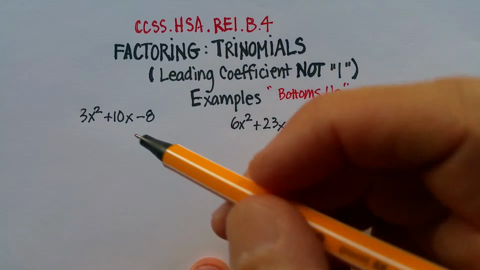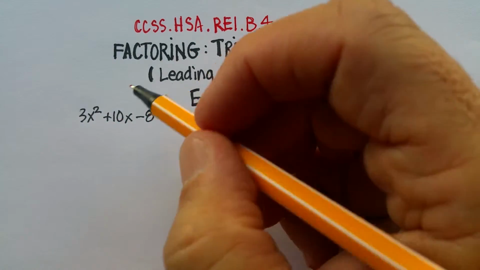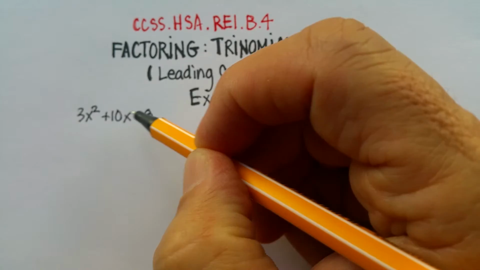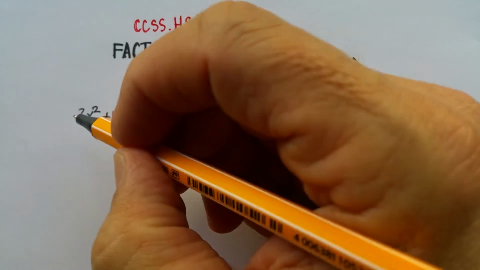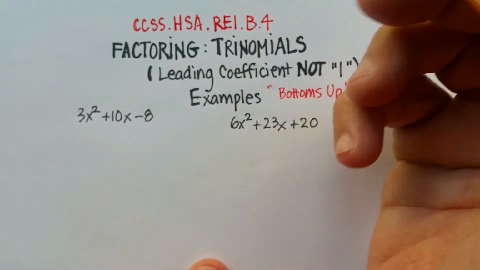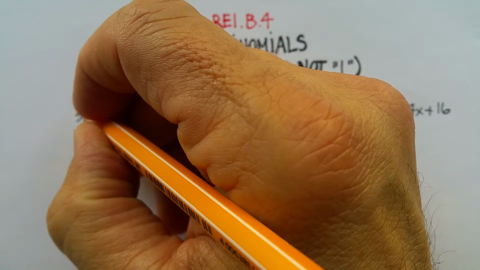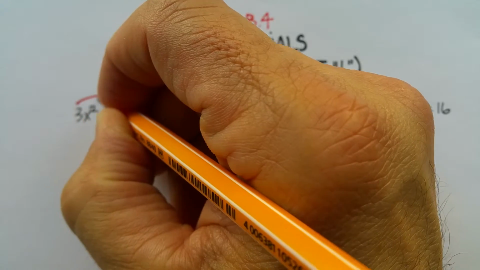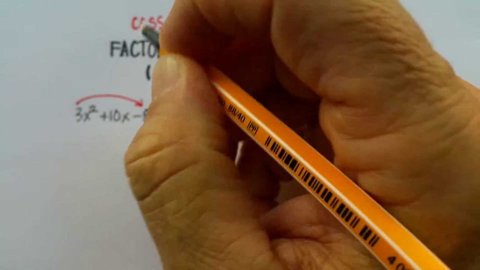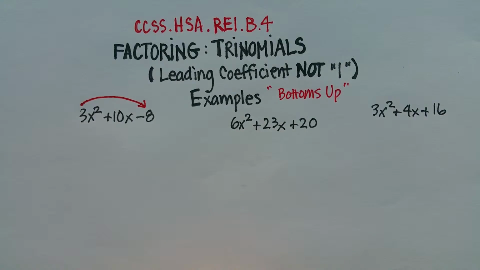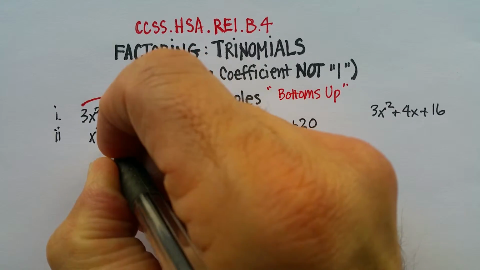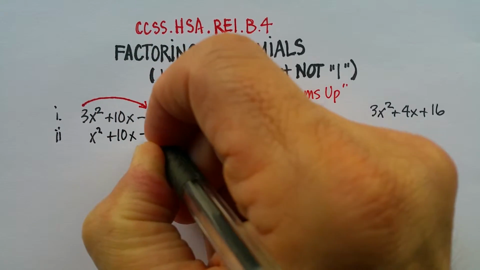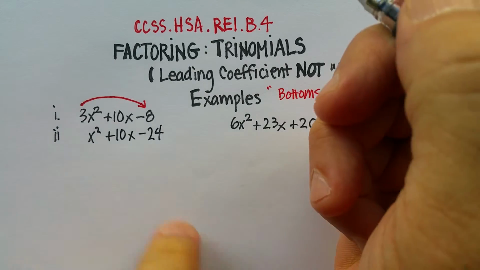When I look at this particular trinomial, I ask myself, is there any common factor that I can factor out? Because you always need to do that first, okay? And I can see that there's really no factor between 3, 10, and 8 that's common. So the way bottoms up works is you take the leading quadratic coefficient and you multiply it by the constant, okay? So let me show you how this works. Step 1, step 2. That gives me now x squared plus 10x minus 24.